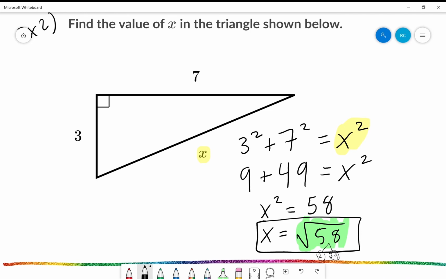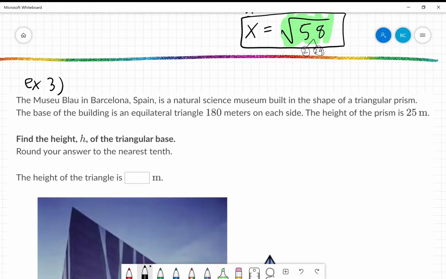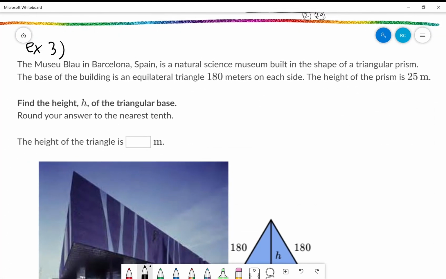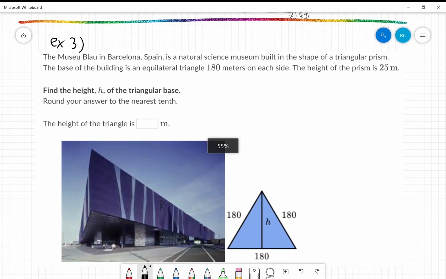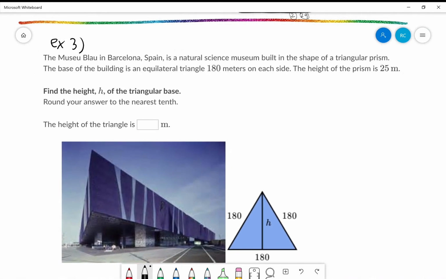For our third example, we're going to pull from the Pythagorean Theorem challenge problems. So I'm actually going to zoom out just a touch. The Museu Blau in Barcelona, Spain, I totally butchered that pronunciation, is a natural science museum built in the shape of a triangular prism. A prism just means a three-dimensional shape that has the same shape on the bottom and the top, in this case a triangle.